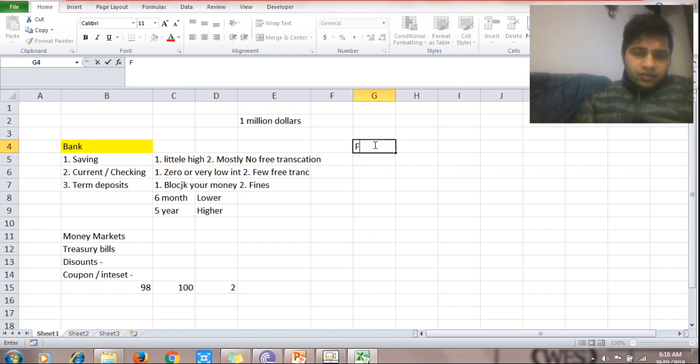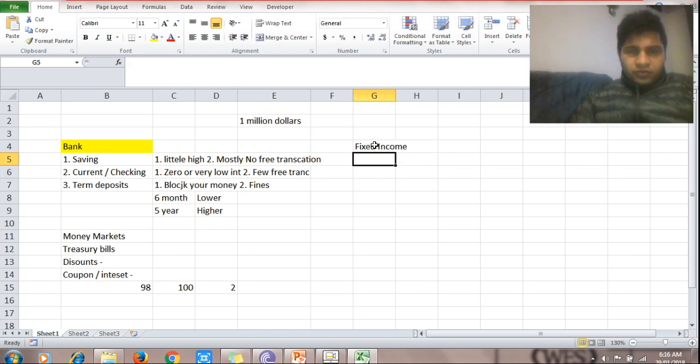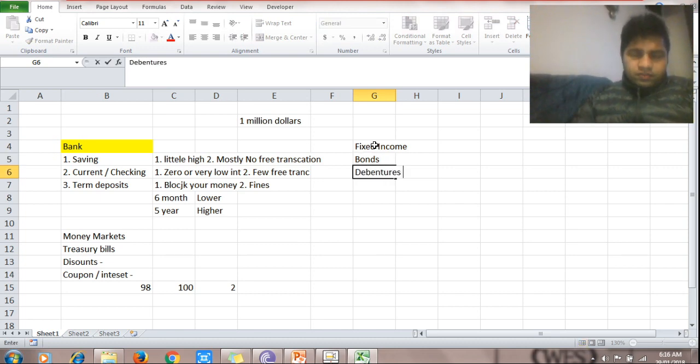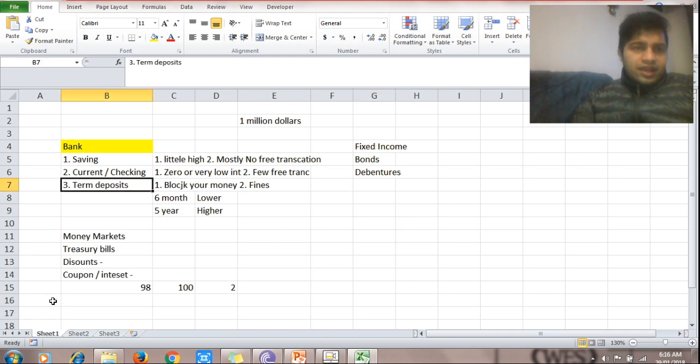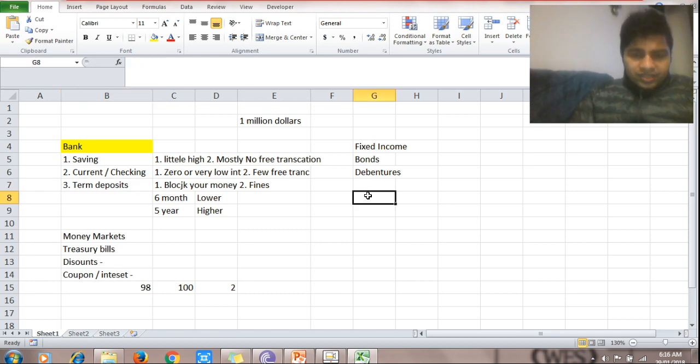Then you have a wider chunk called fixed income. Fixed income has bonds and debentures. So what is a bond? A bond has features of a term deposit and money markets. How it works is, you purchase the bond at a certain price.